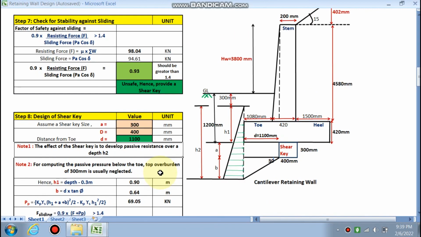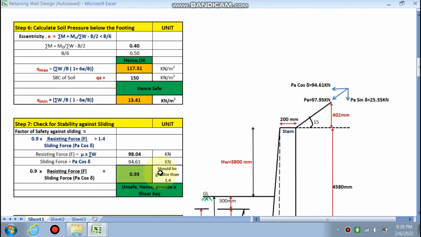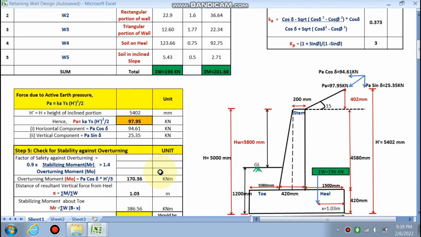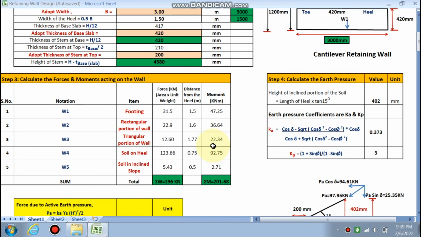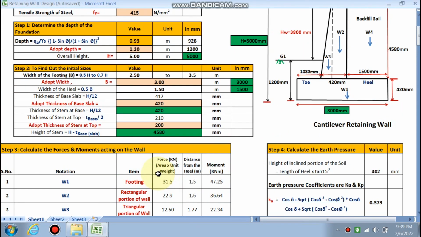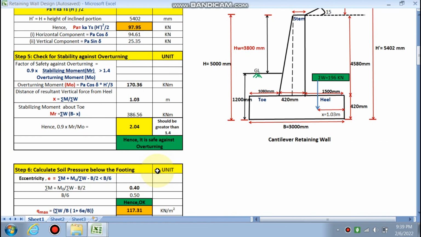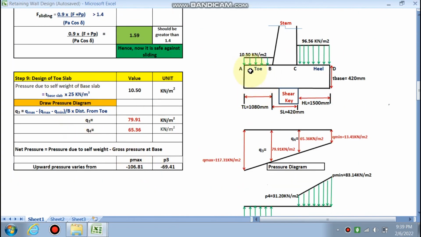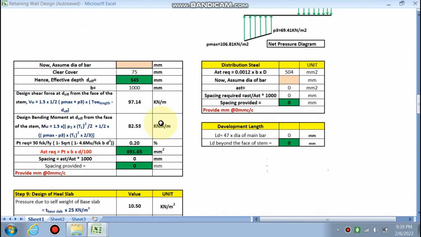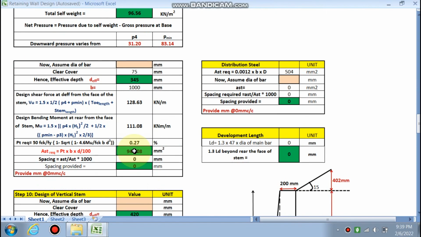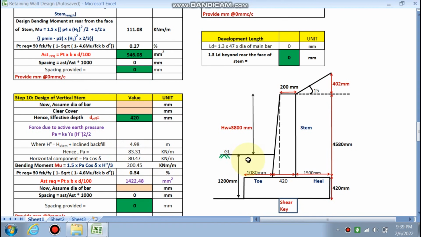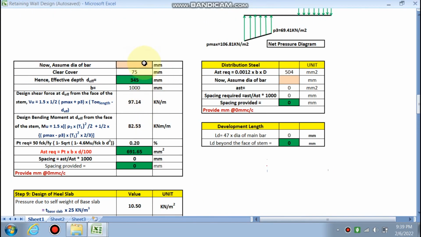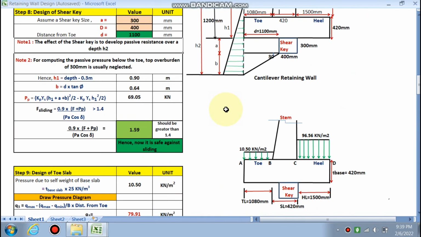So these three steps we have done for stability: soil pressure, check against sliding, and check against overturning. We have calculated the coefficient, right? In the next part, we will design the toe slab, then we will design the heel slab, then the vertical stem. I will explain each and everything. You have to put your data in only the pink cells, right?